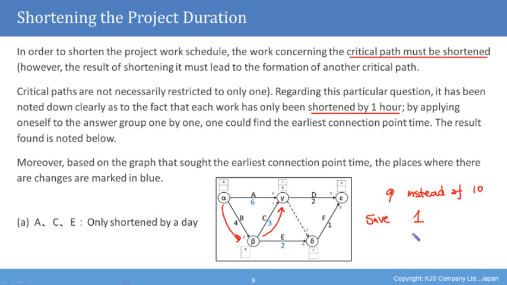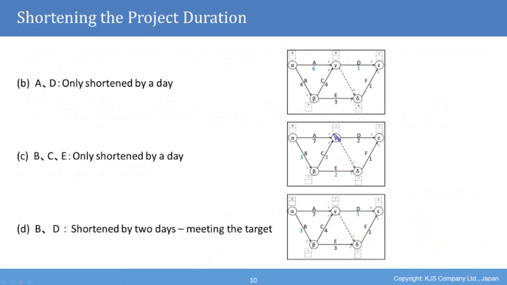The question asks to save 2 units of time, or 2 days, or 2 hours. So this can't be the correct answer. Let's move on to the next answer. If you have a look at answer B, we can see that it chooses to shorten A and D by 1 hour each. So let's see what that does.